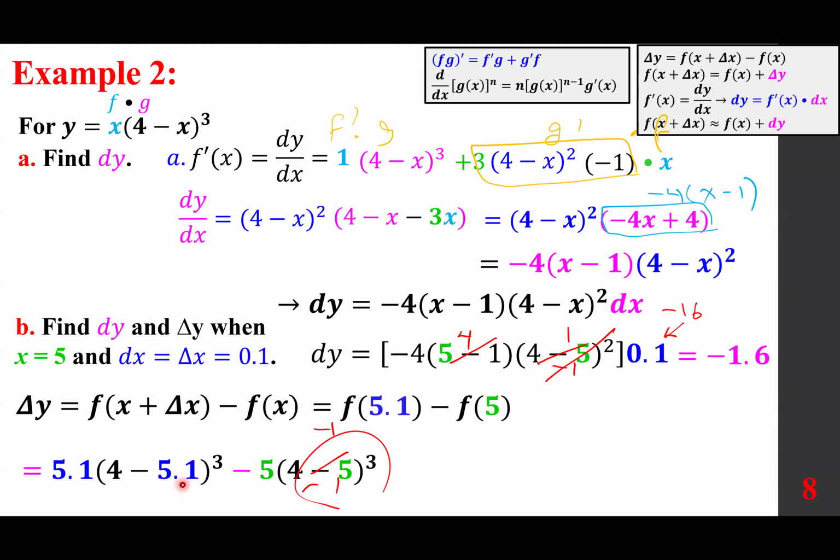You have to take a little bit of time to calculate it or use a calculator. In any event, without a doubt, this was easier to evaluate than this one. Nevertheless, the two are very close. And if 0.1 compared to x, in other words, if the choice of delta x or dx compared to the choice of x is smaller, the better the approximation. In other words, if this was 0.05, it would be much better. 0.01, probably the two would be identical.